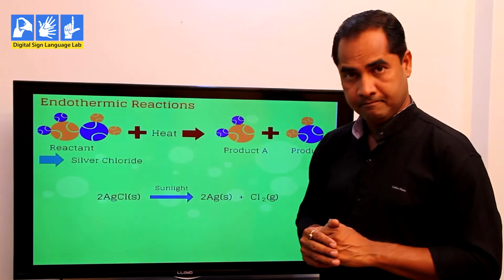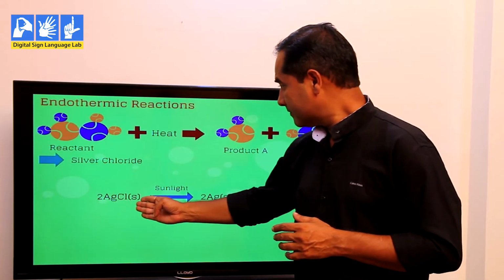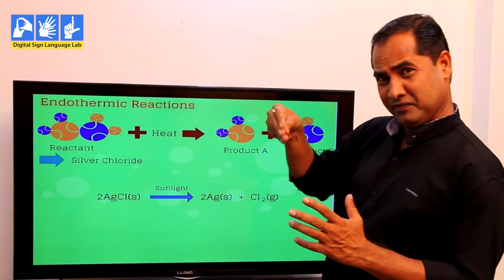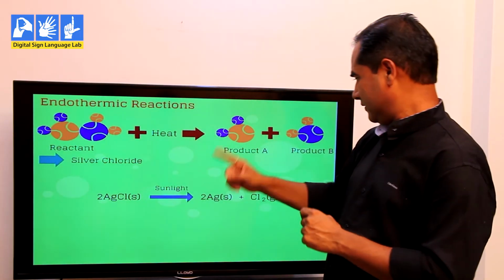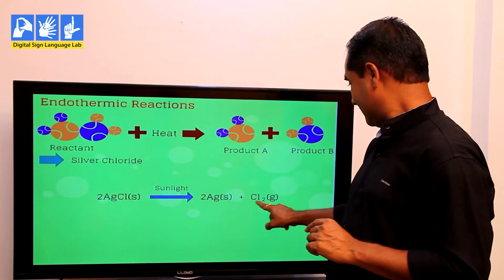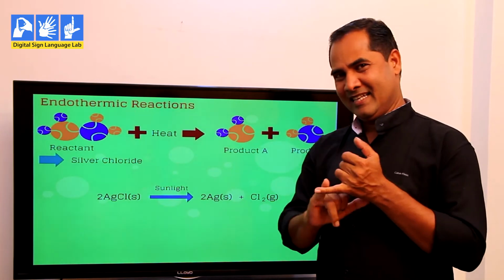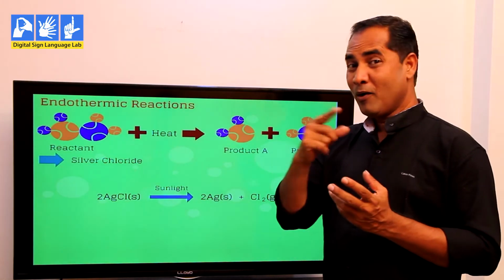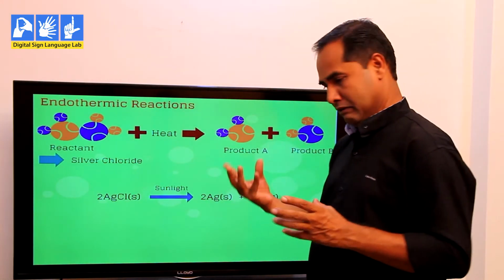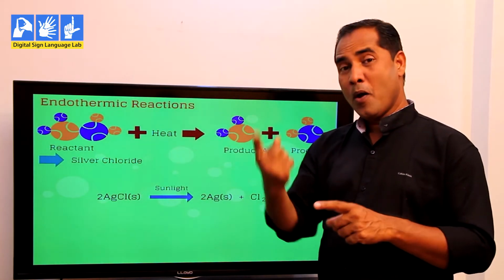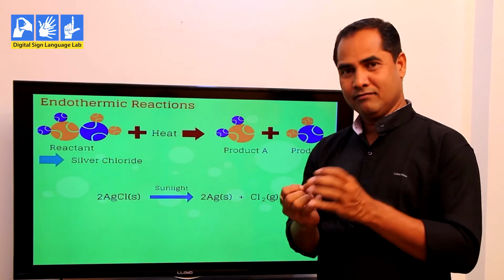The chemical equation is this. So silver chloride is AgCl. When you provide sunlight, it would break down into silver and chlorine gas is emitted. Also, there is a color change. So before it was only silver chloride. After you provide sunlight, it breaks into silver and chlorine gas.